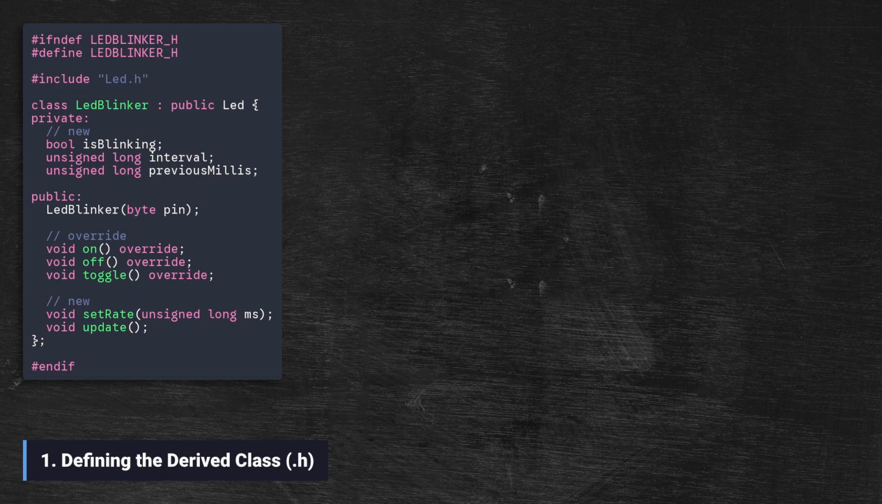In our header file, we use the colon syntax followed by the public keyword and the name of our base class, LED. This tells the compiler that LED blinker inherits everything from LED. Inside, we add our new private variables for timing and state tracking.